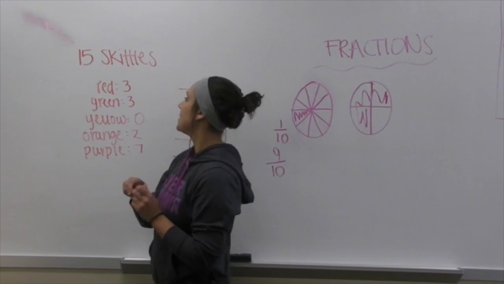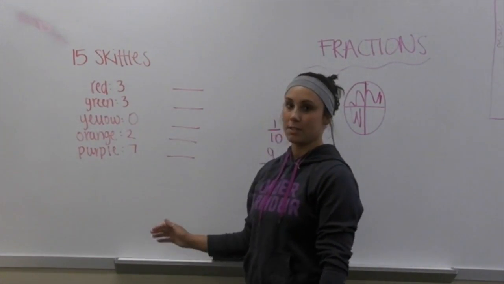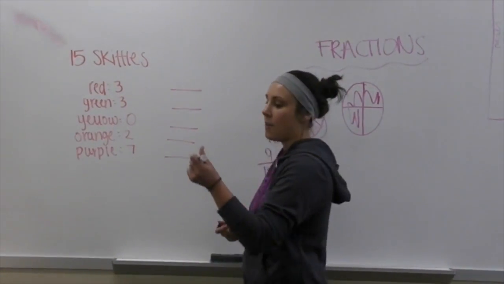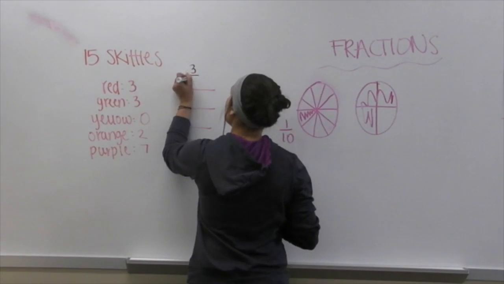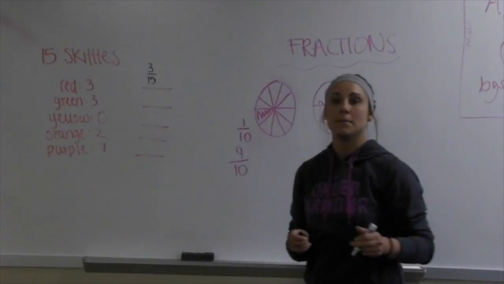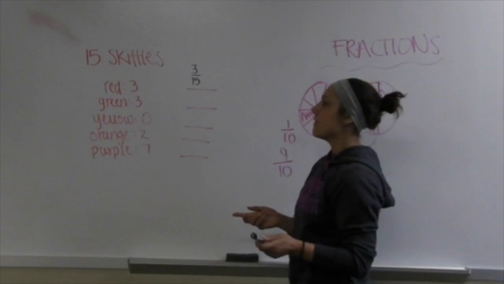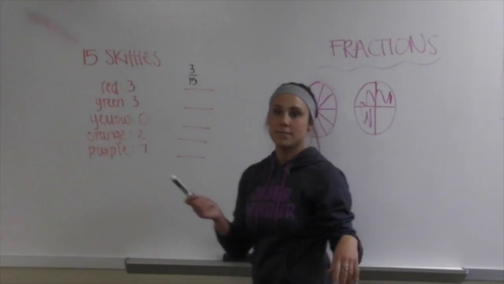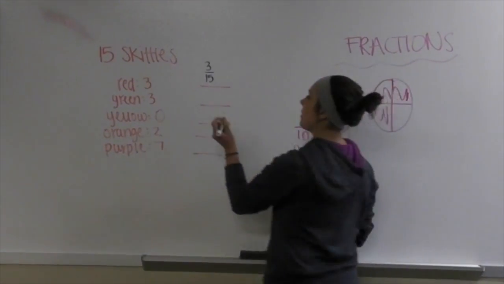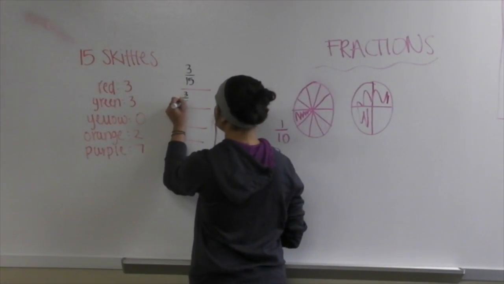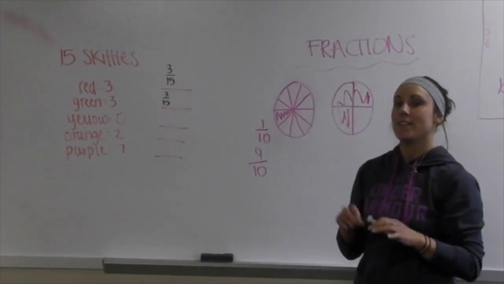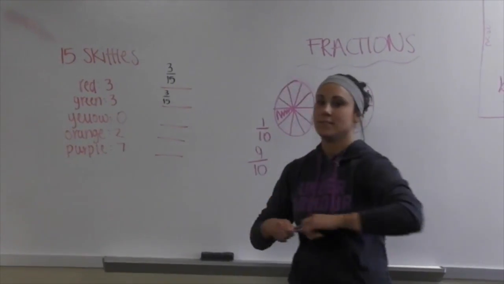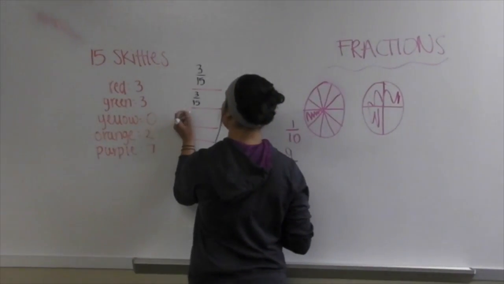So what I want to figure out is the fraction of Skittles that are each of these colors. So since I had 3 red Skittles out of 15, I would have 3/15 of my bag of Skittles be red. So if I have 3/15 red, what fraction of green would I have? Good. So I'd have 3/15. But what if I had no yellows? What fraction of Skittles would I have out of 15? Good. 0 out of 15.